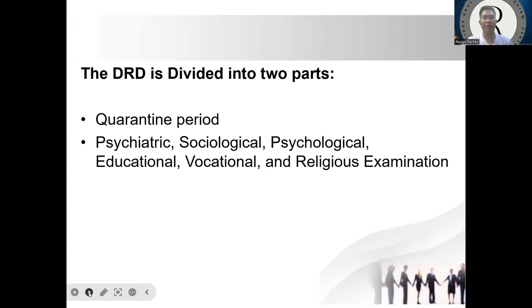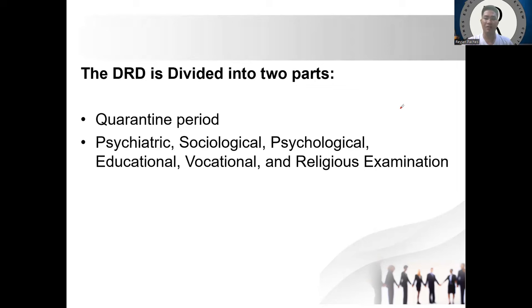Okay. So the DRD class is divided into two parts. We have the quarantine period, where as I said earlier, there may be AIDS or sexually transmitted diseases and so on. So a quarantine period is really necessary. Like us before, we were in quarantine during the pandemic to prevent the spread of the virus. So that is the importance of quarantine under the DRD or Directorate for Reception and Diagnostic Center.